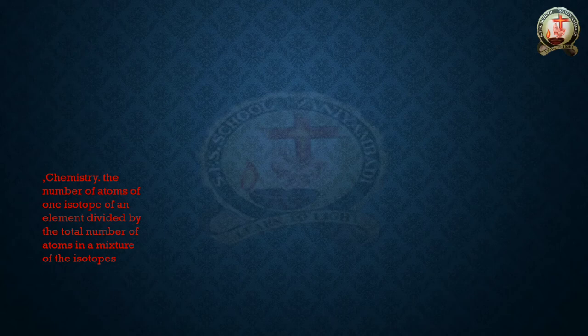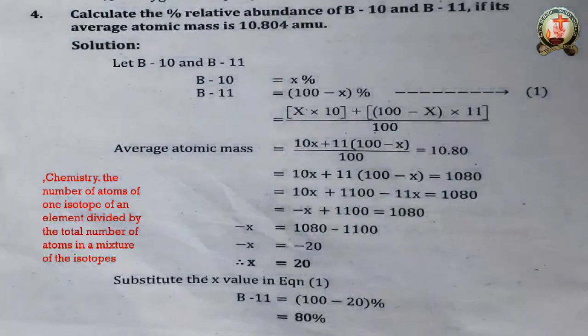So previously we have learned how to calculate the molecular mass for different types of compositions. Now we are going to find out the isotopic calculation. In the question you can see: calculate the percentage of relative abundance of boron-10 and boron-11 if its average atomic mass is 10.804 atomic mass units.